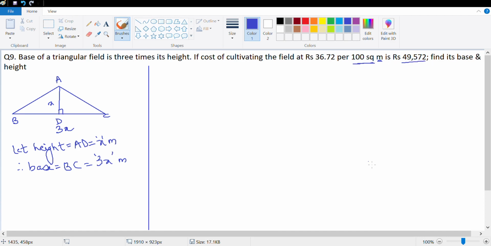Also basically we are using unitary method. 100 square meter costs 36 rupees 72 paisa. So this much money was used to cultivate how much land. So that will give us the area of this field. Good. So we figure that out. So that will give us the area. So let's do that.